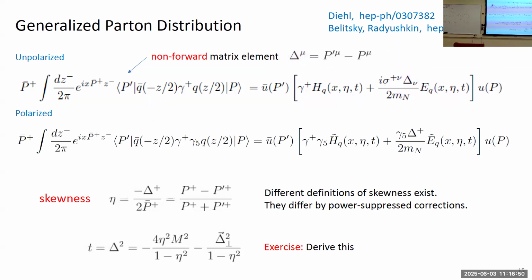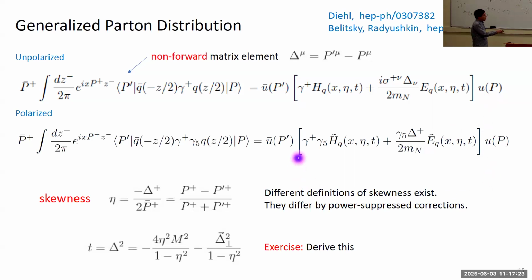Of course, this term vanishes in the forward limit, but at the non-forward limit, you have this extra term, GPD E. So we have GPD H and GPD E. And in the case of polarized, you have a different gamma matrix structure. You have H tilde and E tilde. H tilde reduces to the polarized quark distribution in the forward limit, but E tilde doesn't. So this is entirely new. There's no collinear, no forward analog of that.